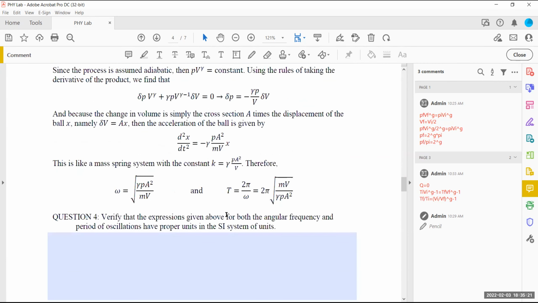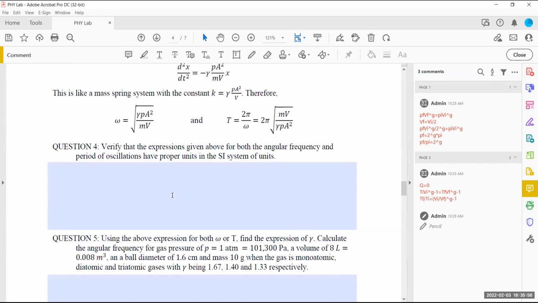So basically what this formula is going to give you at the end is omega, the angular frequency, okay? And it tells you what the value of the pressure is. It tells you what the cross-section of the ball is, the area, tells you what the mass is, tells you what the volume is. And from here, you can use this expression to find what gamma is. Gamma is going to be omega squared times mV over PA squared, okay?